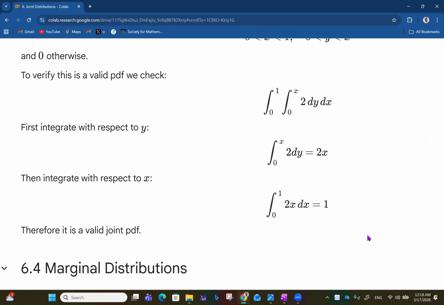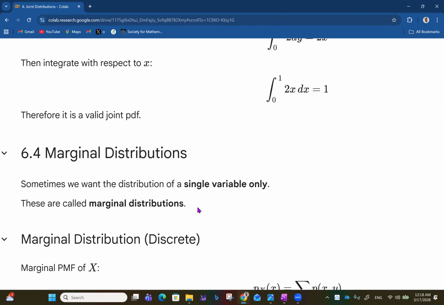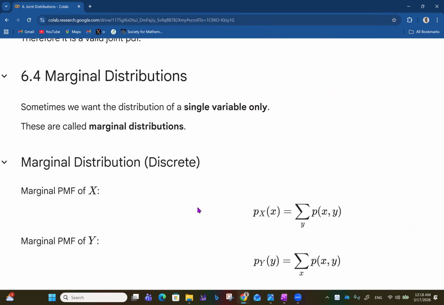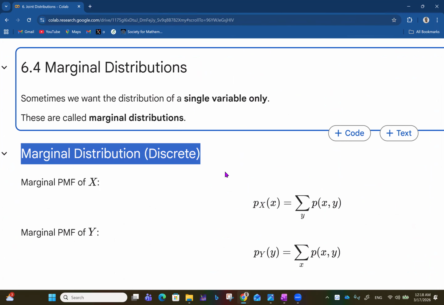Okay, so that's how you go step by step with the integration. Therefore, it is a valid joint PDF like we've discovered. And that takes us to the concept of marginal distributions. Sometimes we want the distribution of a single variable only. So even in a joint distribution, you now want the distribution of a single variable out of that joint distribution. So these are called marginal distributions.